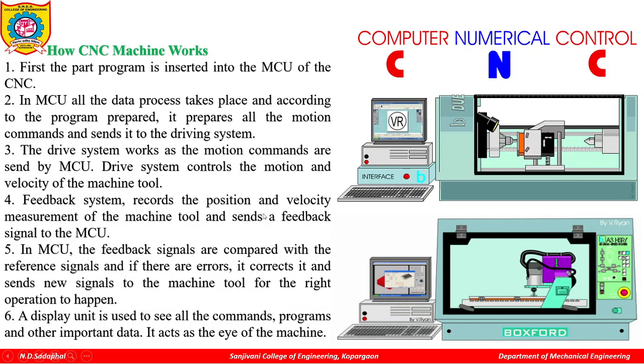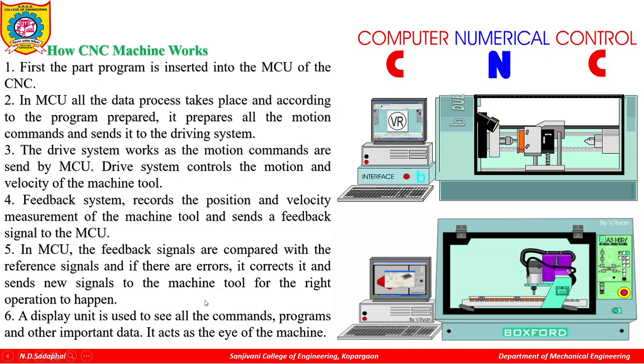The feedback system records all the positions and velocity measurements of the machine tool and sends feedback again to the MCU. So how much motion is performed by the machine tool and how much is remaining. Then in the MCU, feedback signals are compared with a reference signal. From the part program, how much motion is given and how much motion is completed. If 50% of the motions are completed and 50% are left, then again the MCU will send the signal to the machine tool. The machine tool will perform the operations again until 100% of the motions are completed.